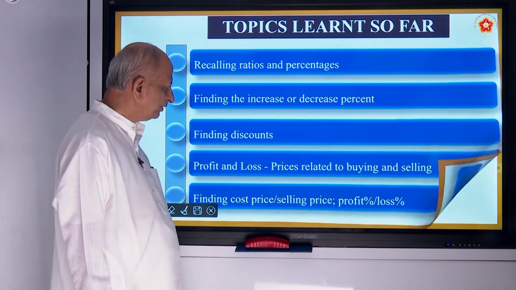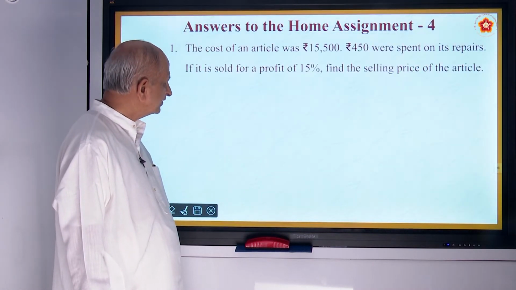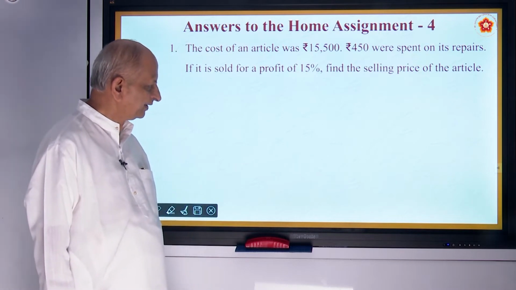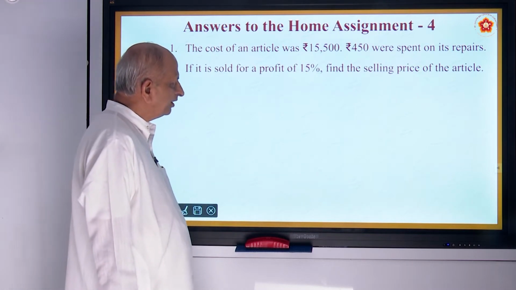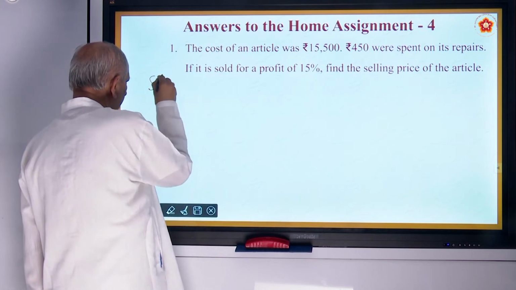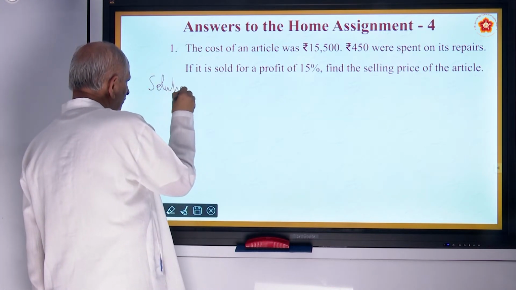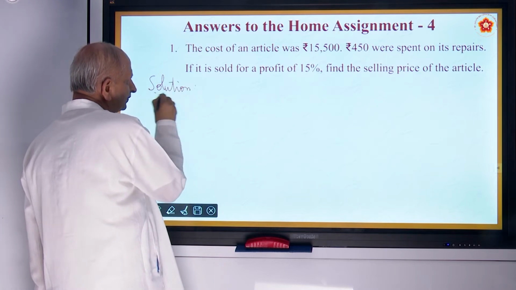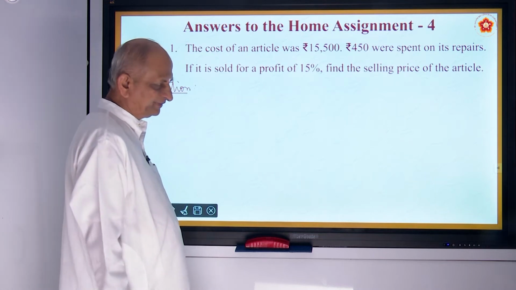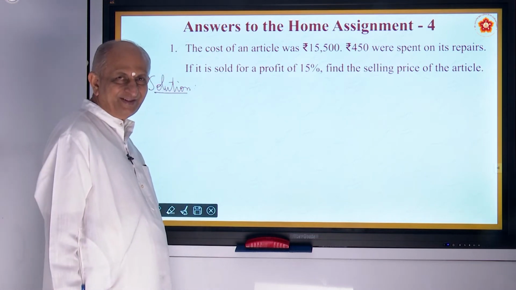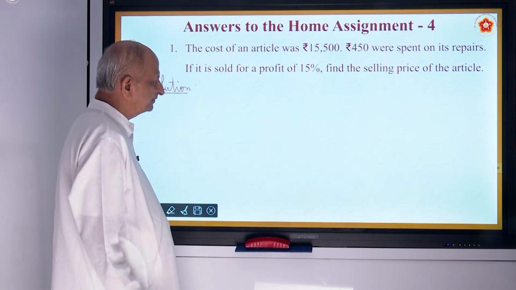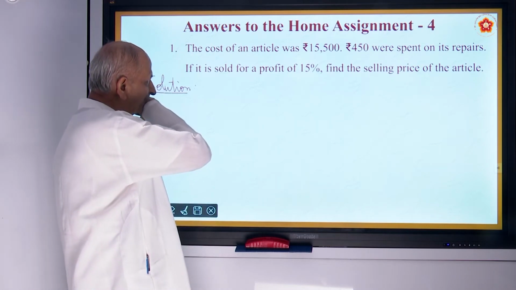Okay, now let us see the home assignments. First question, the cost of an article was rupees 15,500, and so we start like this. Solution: on this article 450 rupees were spent on its repairs. This is called additional, and it is sold for 15% profit. Find the selling price, they are telling.